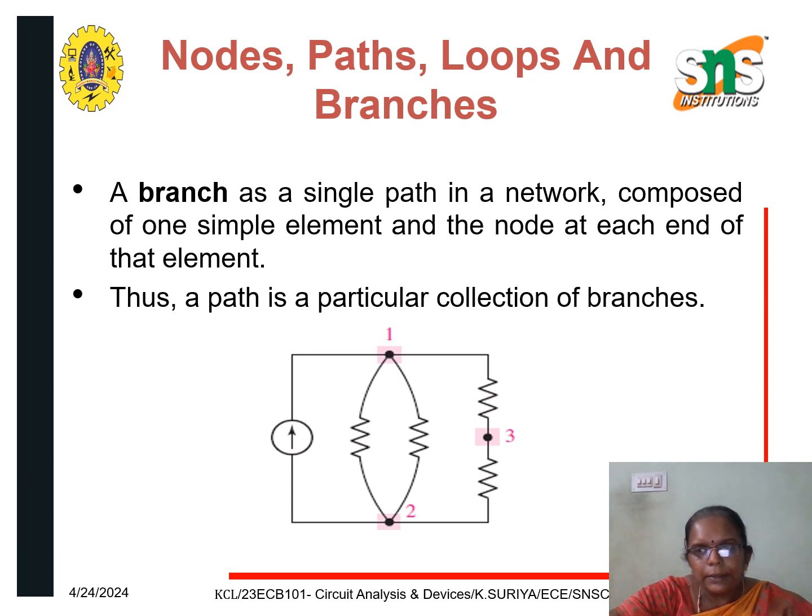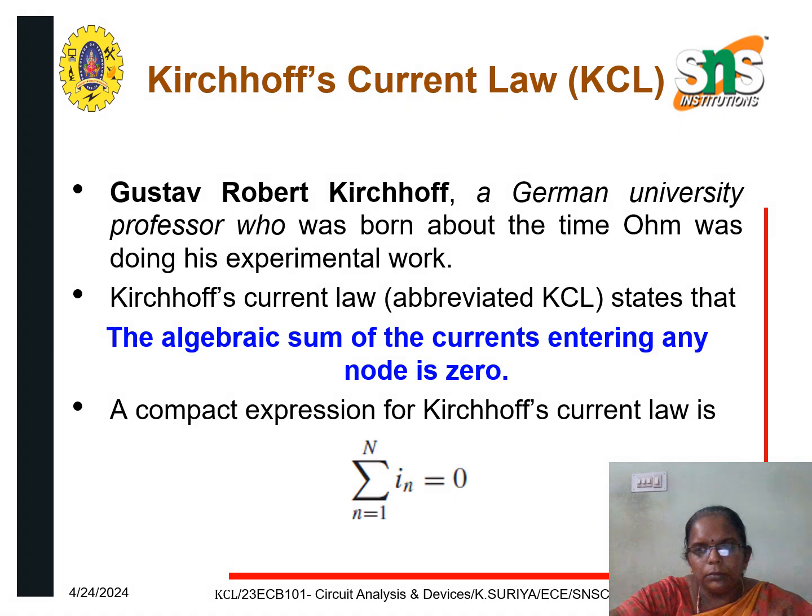A branch is nothing but a single path in a network which is composed of one simple element and the node at each end of that element. Thus, a path is a particular collection of branches. So next we will see what is Kirchhoff's current law.